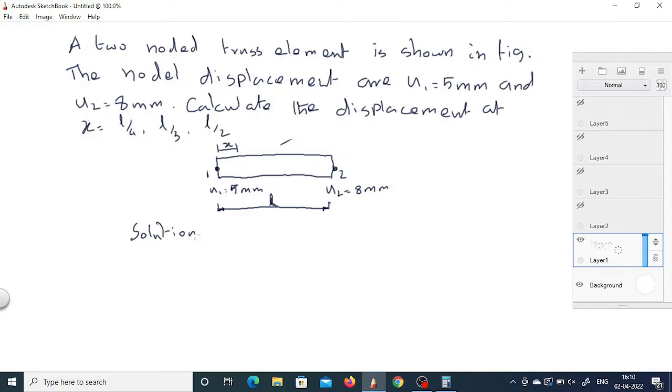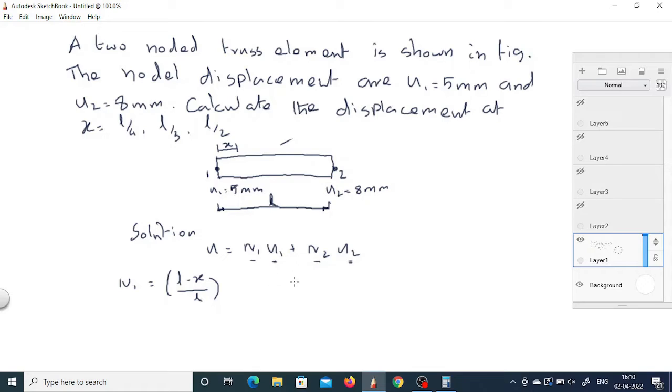The general formula for the displacement function is u is equal to N1 into u1 plus N2 into u2. According to our problem, we have the u1 value and the u2 value, but we do not have N1 and N2. How can we identify the N1 and N2 values? This also has a formula: N1 is equal to (L minus x) divided by L. From this we can identify the N1 value.